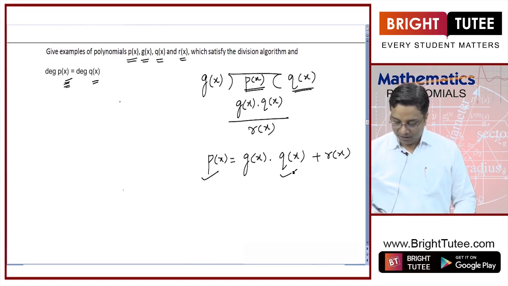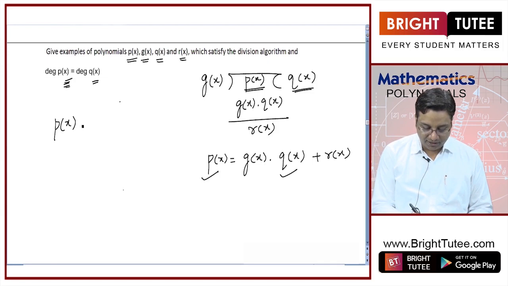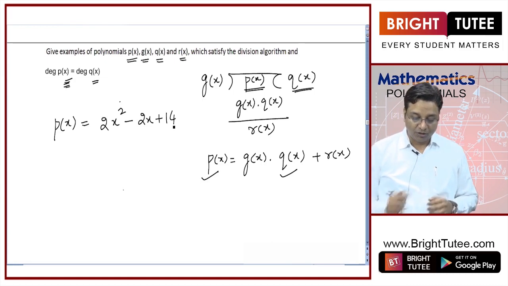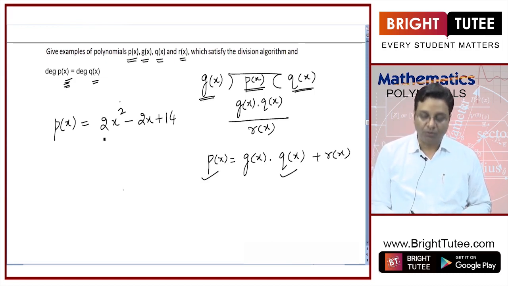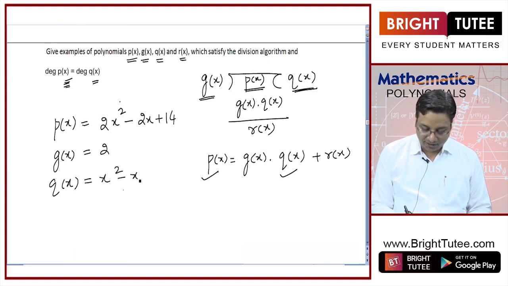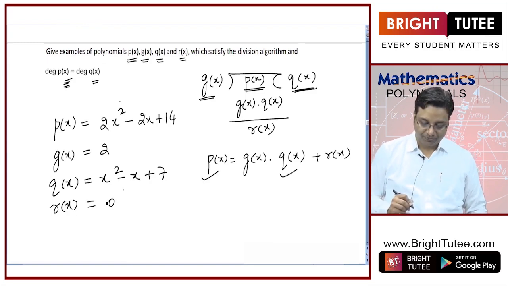Okay, so what I will do is, let's take the polynomial p(x), any general polynomial, as 2x square minus 2x plus 14. Let's take it like this. And if I divide it by a certain constant, if I divide it by constant 2, what will I get? I will get x square minus x plus 7. That will be my q(x). So let's divide it by a constant 2. Let's take g(x) as 2. So what will be my q(x)? It will be equal to x square minus x plus 7. And what will be the remainder? It will just be 0, right?